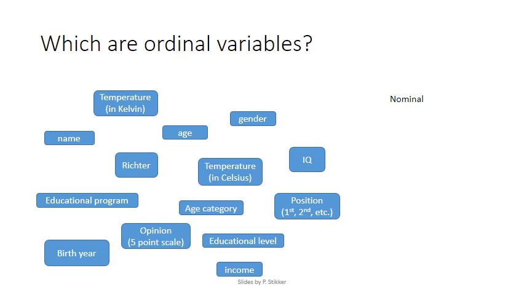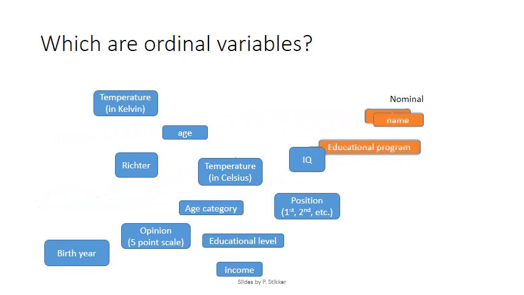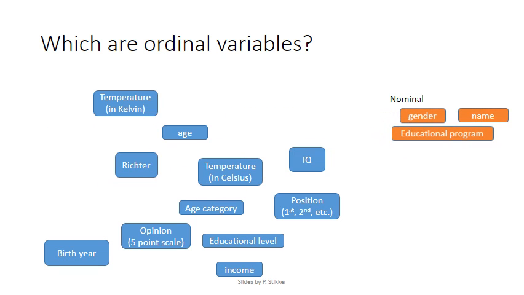In the previous segment, we saw that the variables gender, name, and educational program could be considered nominal, because their possible values do not have any logical ordering besides alphabetic. If you take a good look at the variables age category, opinion, and educational level, you notice that these do actually have a logical ordering. The remaining blue ones are all numbers, so they actually also have a logical ordering.